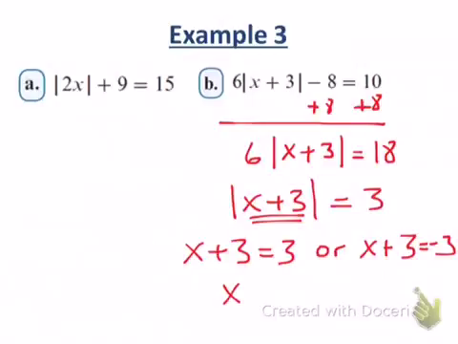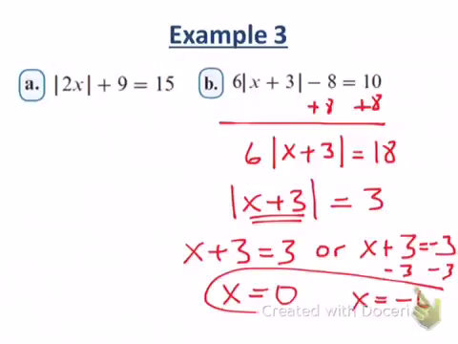Here we get x equals 0. And here when you subtract 3 from both sides, you get x equals negative 6. It's quite easy to see that first solution. It's a little bit of a stretch to try to do the other one mentally. So be careful. See the process through to the end of the problem and get the solution.